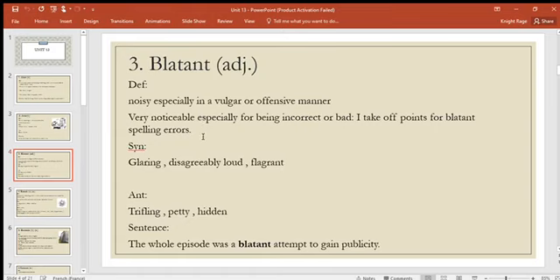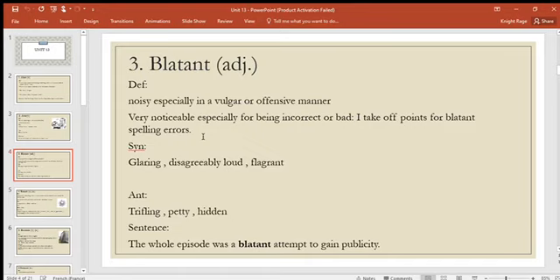Synonym: glaring, disagreeably loud. Glaring here is the synonym of the second meaning, and flagrant as well. Antonym: trifling, petty, hidden. Sentence: the whole episode was a blatant attempt to gain publicity.